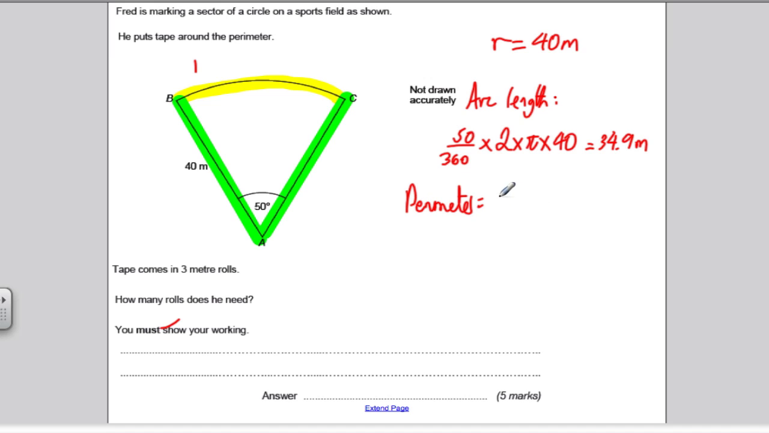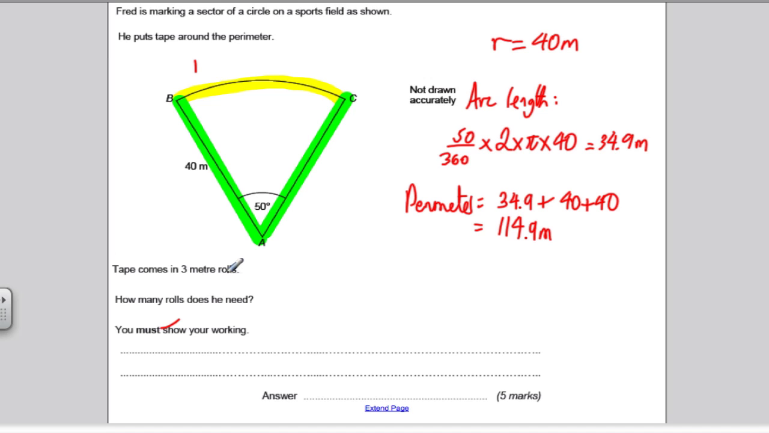So the total perimeter must be the 34.9 plus 2 radii, the 40 and the 40, so plus 40 plus another 40, and you would get 114.9 meters. Now that's the total distance.